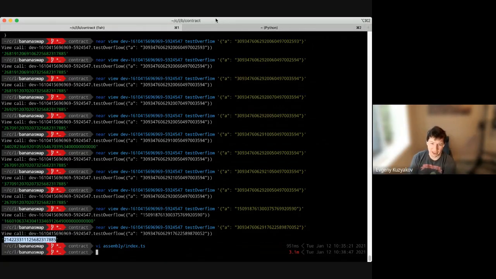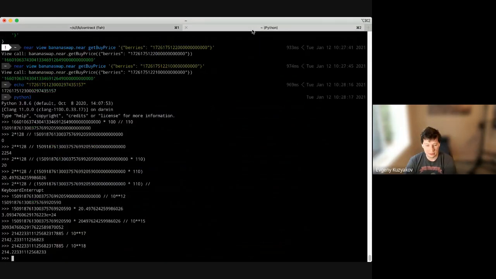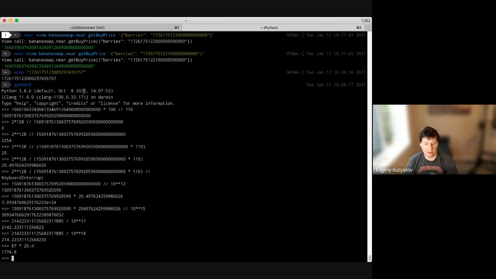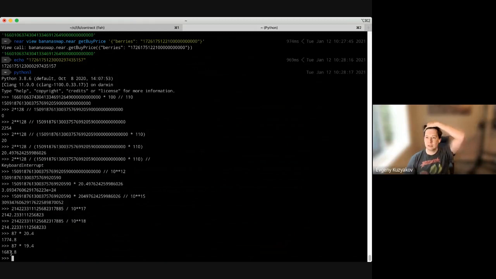So very fun hack. At the same time, it's kind of expensive because to get this 20x multiplier at 87 NEAR, you need, I guess 19.4. So you need to send like 1600 or 1700 NEAR to the contract, which, if your math is anywhere wrong, then you may lose this 1700 NEAR. But if your math is correct, you can claim 87 NEAR from the contract.